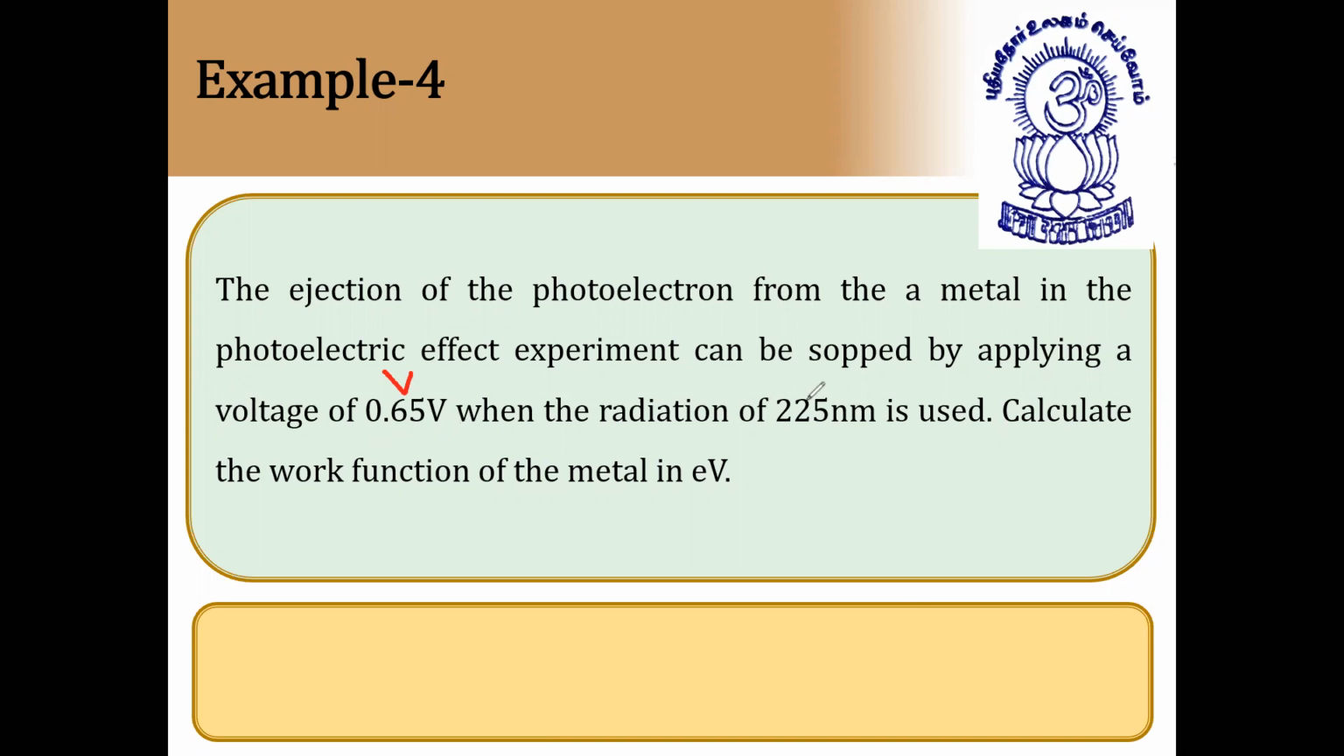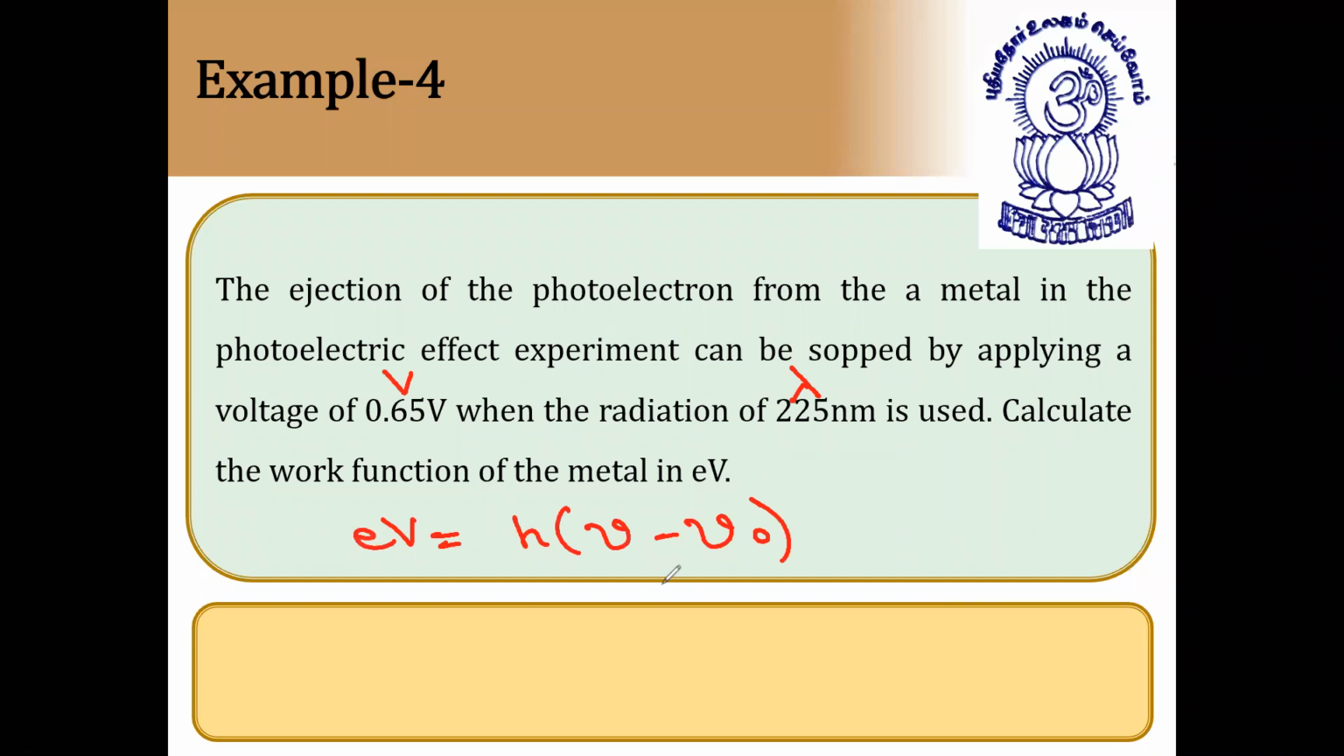Radiation of 225 nanometers, that is lambda, is given. So they're asking us to find work function of the metal. So easily can find. So eV, that is eV is equal to h into nu minus nu naught, because eV is nothing but e into V, that is charge of electron, small e.